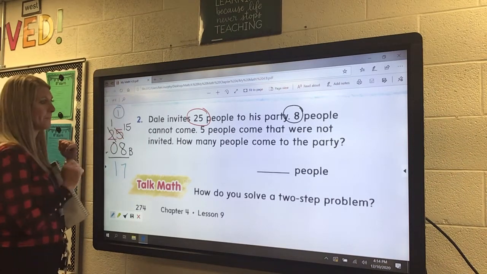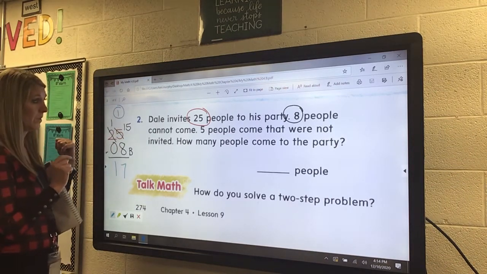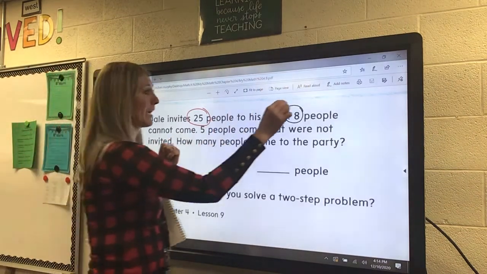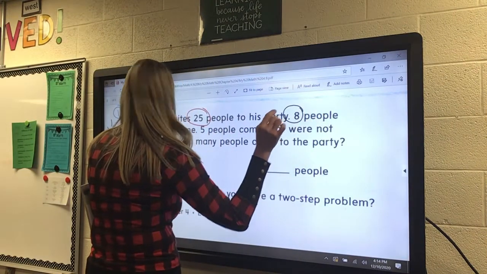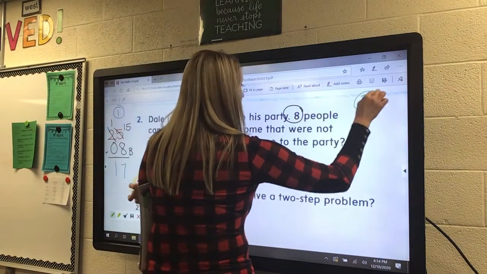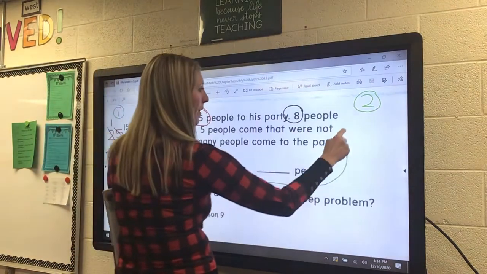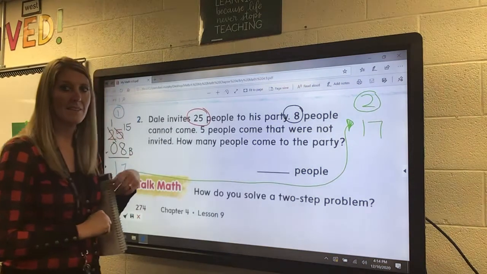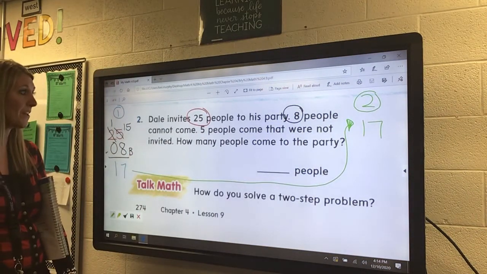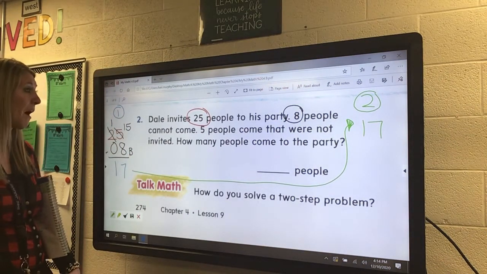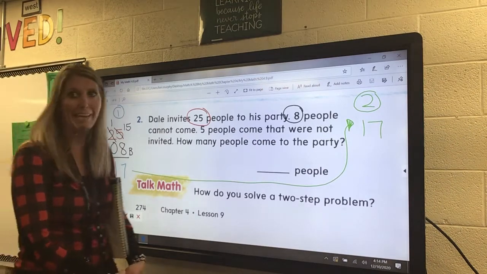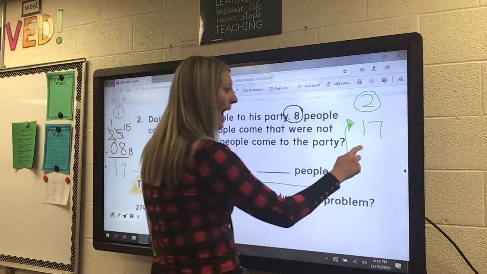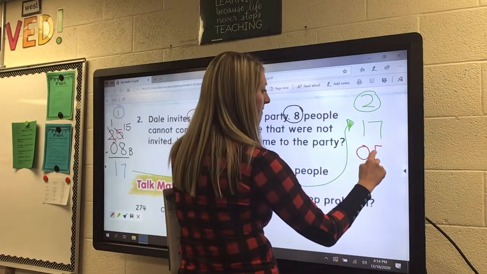So this is our first step. Now, we're going to take that 17. I've run out of room. Let's put it over here, actually, second graders. Let's put our second step over here. We're going to take that 17 and put it way over here. All right? So 17 people are there. And 5 people come that were not invited. Uh-oh, that's not good. But sometimes that happens. So we're going to add 5 people that weren't invited.